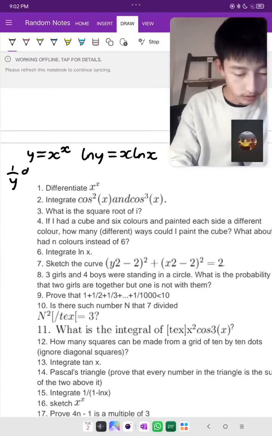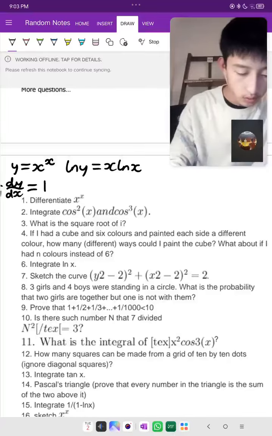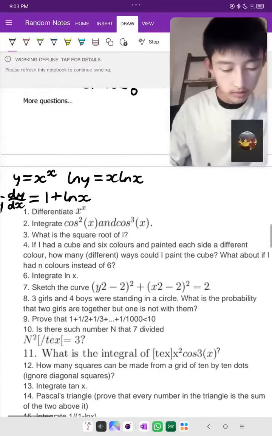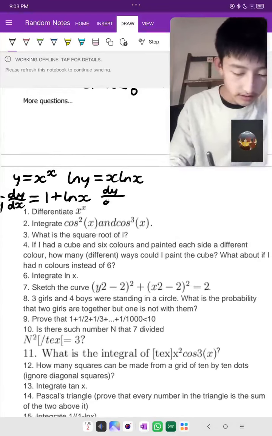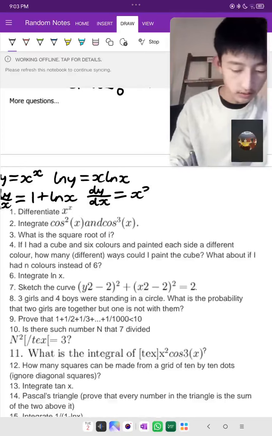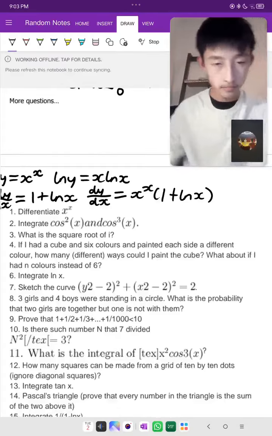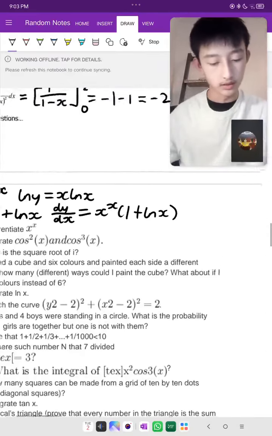So 1 over y dy/dx is equal to, by the product rule, 1 plus ln x, I believe, which means dy/dx is going to be this times y, so x to the x, 1 plus ln x.